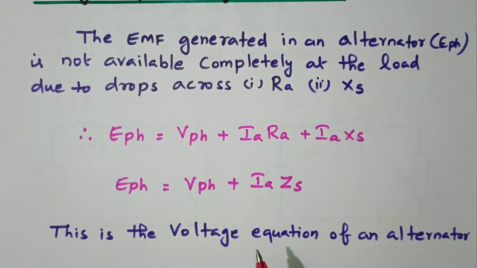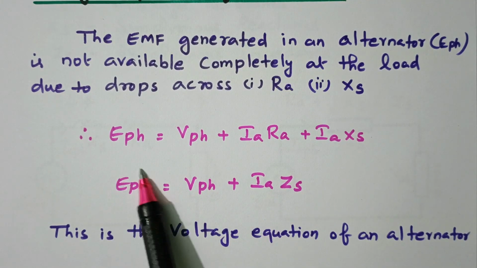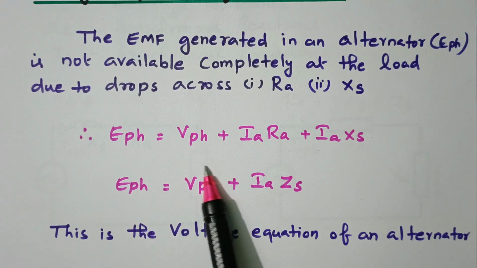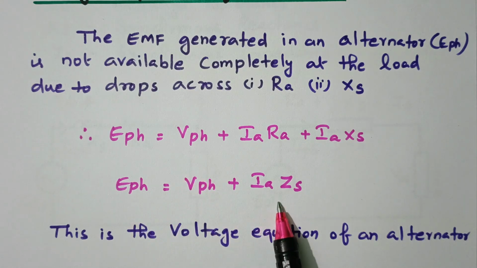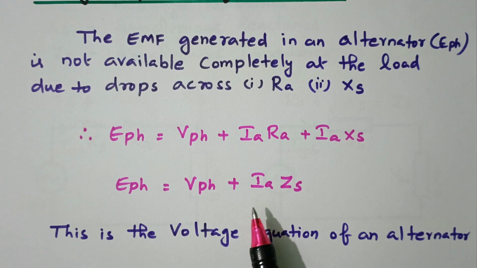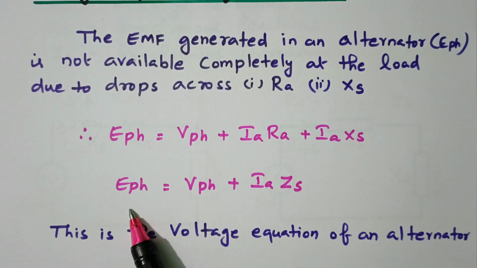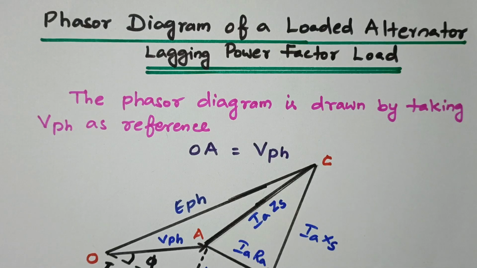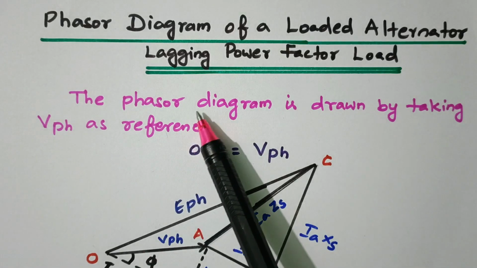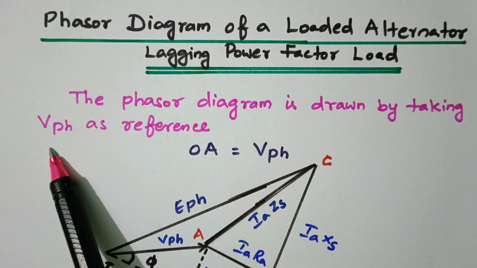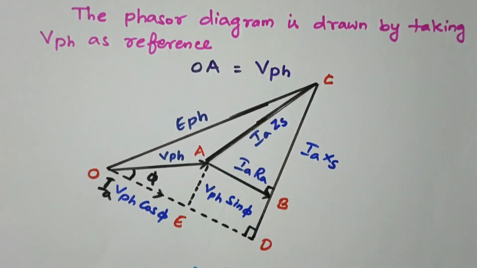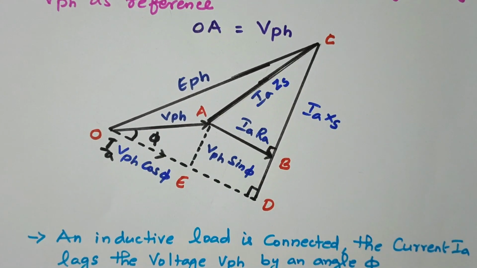So in the phasor diagram we have to obtain this relation. This E phase is the vector sum of V phase plus the impedance drop, IA ZS. So based on this, now we'll see the phasor diagram. For the phasor diagram for lagging power factor, we are taking V phase as a reference. Now we'll refer to the diagram.